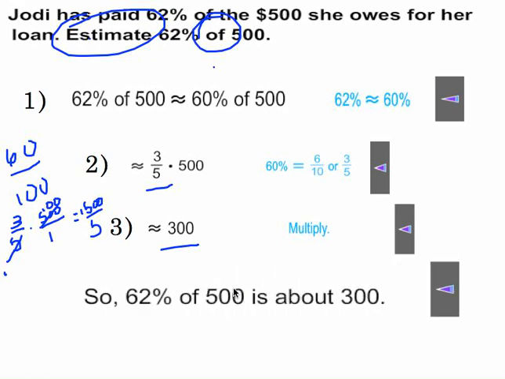So in our estimation, we find that 62% of 500 is about 300. We know it's not exactly 300, but it's about there. So we've estimated what we should be finding as an answer, very close to what we should be finding, but we know that our answer is going to differ just a little bit if we were to calculate this exactly.